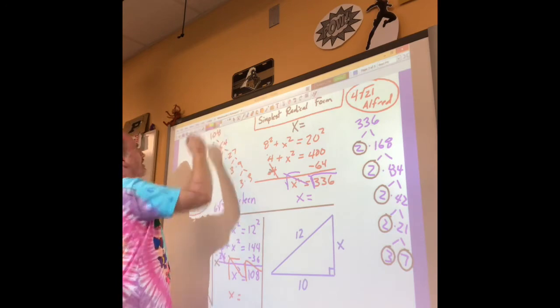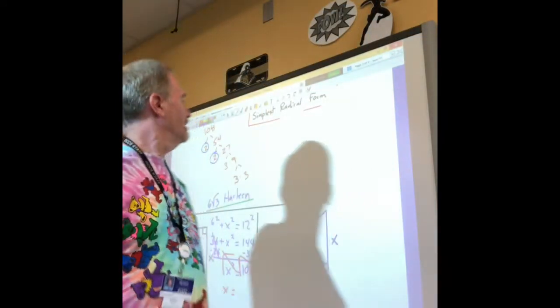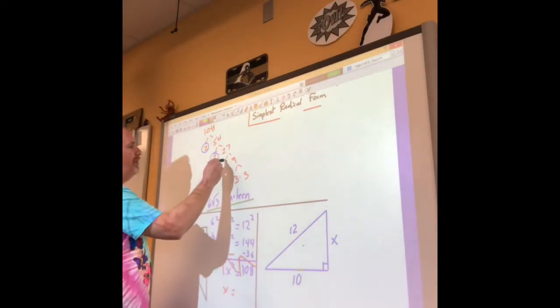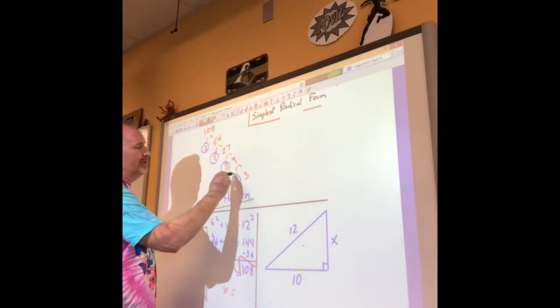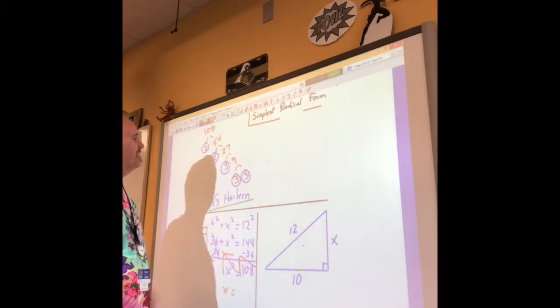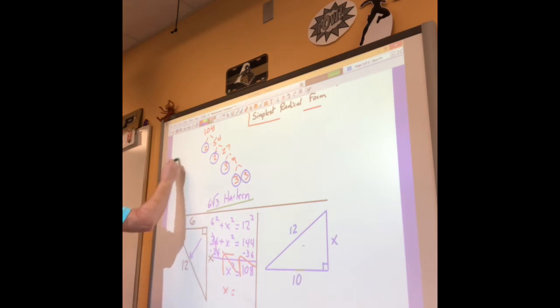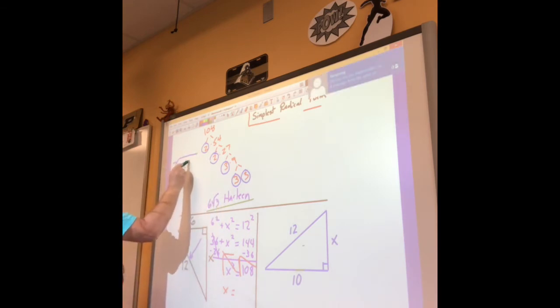And let's circle our prime factors. We got a couple of 2s. We got a couple of 3s. Actually, 3 3s. Wow, you don't see that every day. 2 2s, 3 3s. Okay, so the square root of 108 is really square root of 2 times 2 times 3 times 3 times 3.